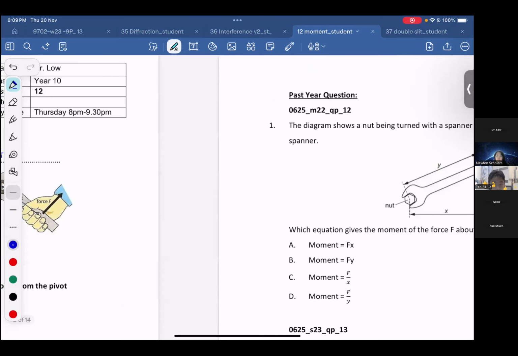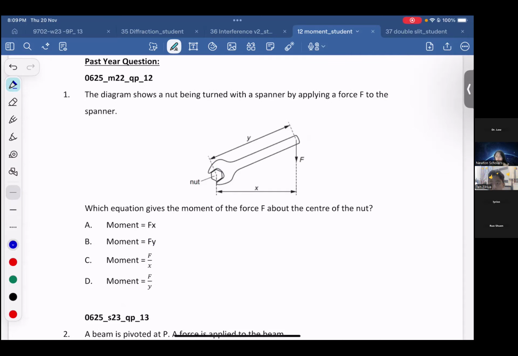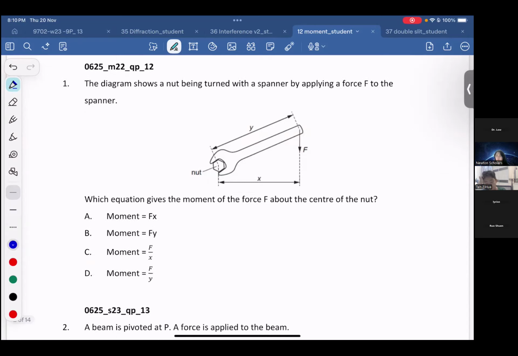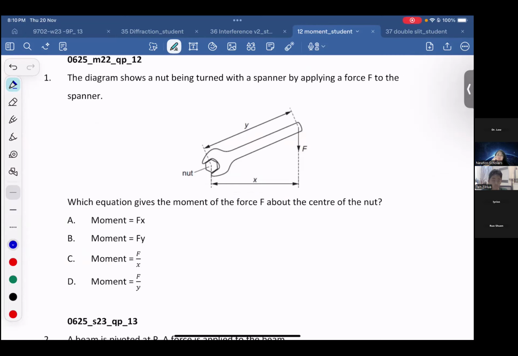Okay, come here. I want you to use the technique that I taught you just now to find out what is the moment. If I want to find the moment, can you tell me what is the moment? A, B, C, D. You can type your answer in the chat box. The distance is X or distance is Y?